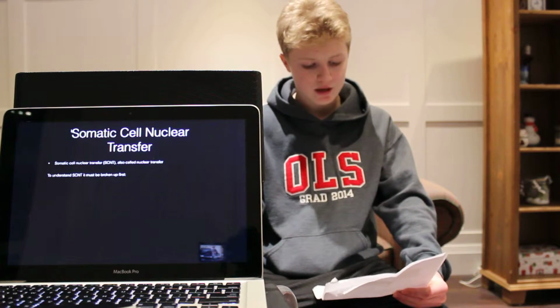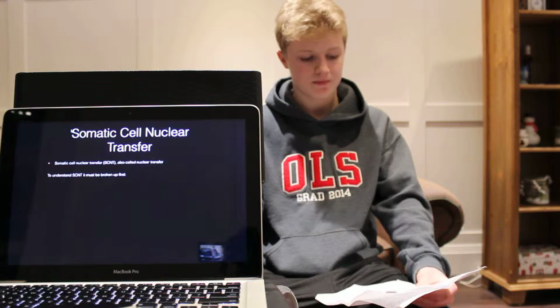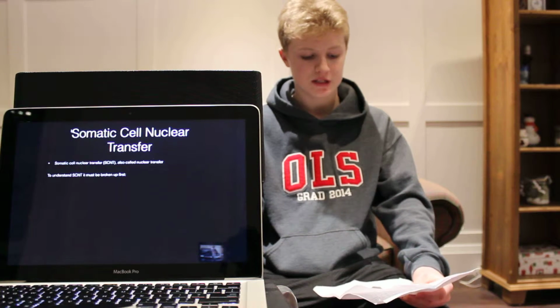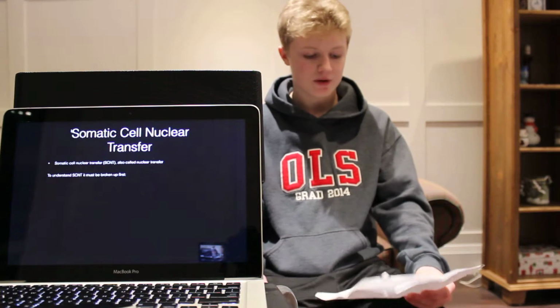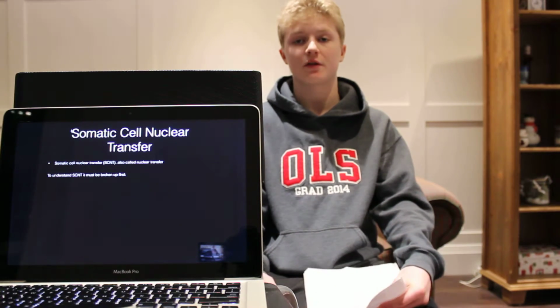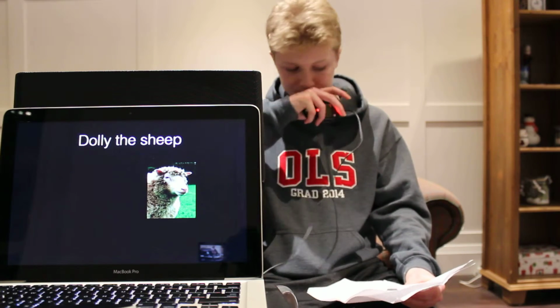from one to another. So the process of SCNT is that a somatic cell containing the nucleus is transferred into the egg cell. After a couple of chemical tweaks, the egg cell containing the new nucleus is behaving just like a fertilized egg. It develops an embryo, and the embryo is then planted into the surrogate mother where she can give birth to a clone. So a good example of this is Dolly the sheep.